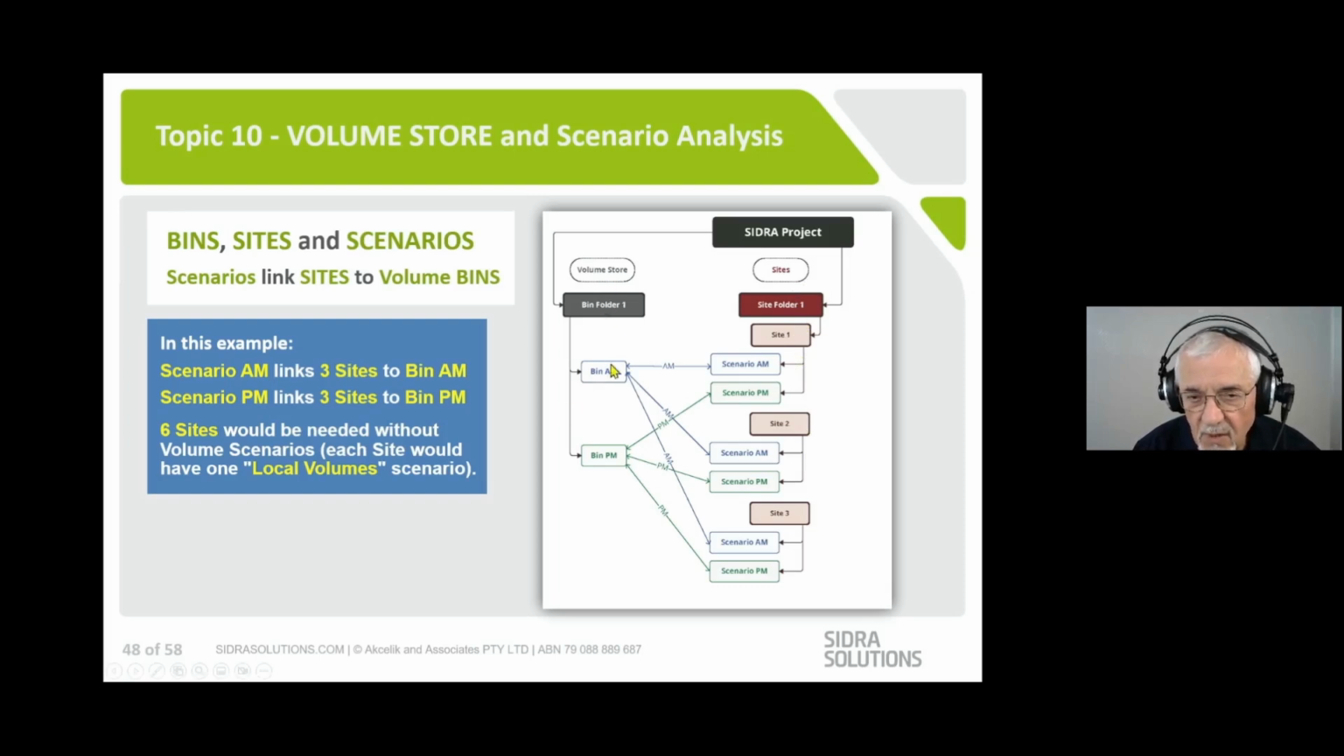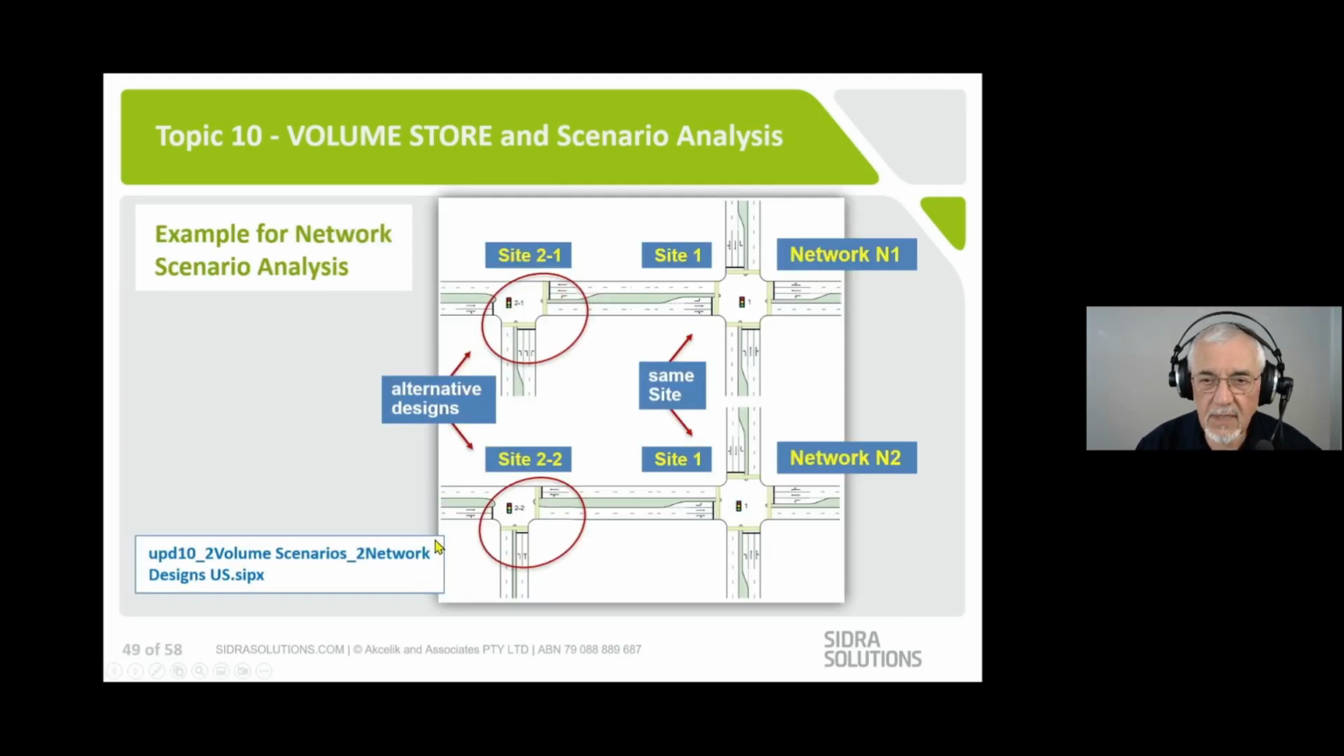Now just imagine you have many more volume scenarios, many more of these bins, and for each of them you have to clone these sites, you end up with a large number of sites. So we use scenarios to link bins to sites. That's all. Back to the example that I'll show you. I've already shown you site 2 differs in its alternative designs, but site 1 is the same, and sites 1 and 2 have the same volumes.